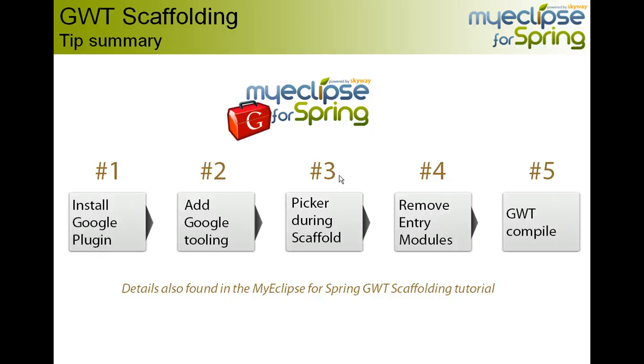So in summary, you need to install the Google plugin, add Google tooling to your projects, choose appropriate picker fields during scaffolding, remove the entry modules after scaffolding, and then run the GWT compile to generate the GWT web contents.